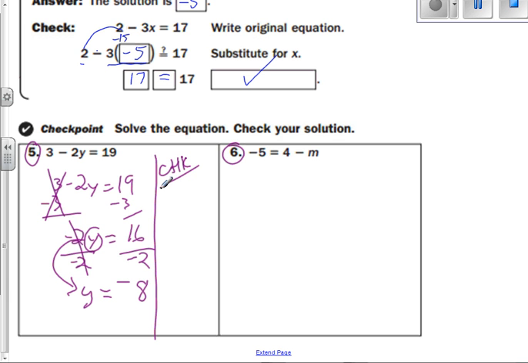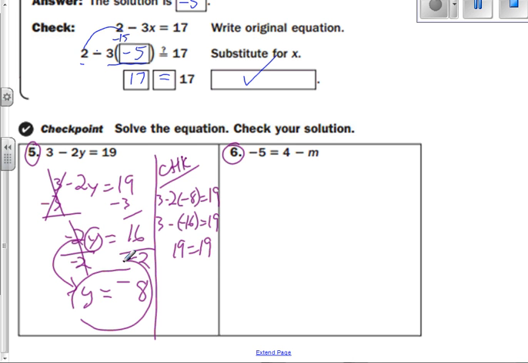Okay, so I have 3 minus 2 times a negative 8 is equal to 19. 2 times negative 8 is negative 16. 3 minus a negative 16 is the same as 3 plus 16. 3 plus 16 gives me 19. 19 does equal 19. Therefore, I know that my solution is correct.